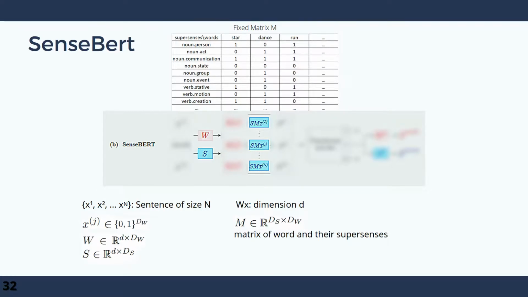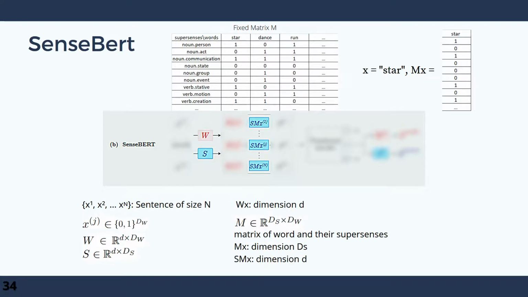M is the fixed matrix created from WordNet representing the supersenses of every word. For example, the word star is a person, a way of communication, a stative verb, etc. It is done in a binary way. It is of dimension ds times dw, as there is a size of dw words and 45 supersenses. The advantage of this matrix is that if we multiply the word x by M, the result is the column of the corresponding word. The reason is that x is just a one-hot vector. For example, the multiplication of M by the one-hot vector of star is the column of star. Pretty cool, isn't it?